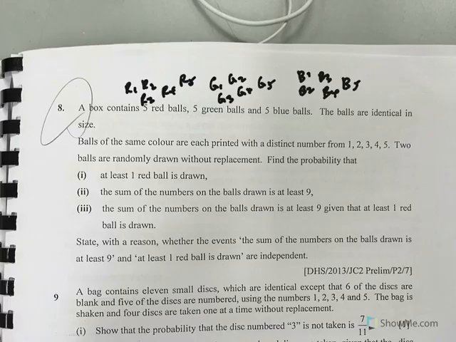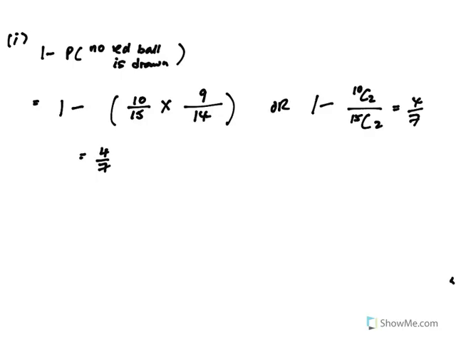Part 2, the sum of the numbers drawn is at least 9. This one we need to consider cases. Why? Because you can see there are so many possibilities, right? So there are a few possibilities. Number 1, it could be that I'm drawing 5, 5, correct? Number 2, I could be drawing a 5, 4, right? Or number 3, I can also be drawing a 4, 5.